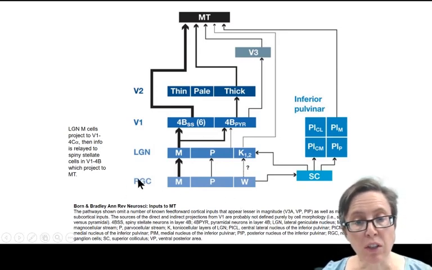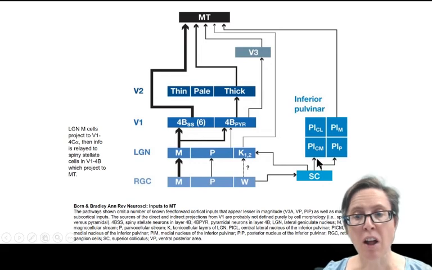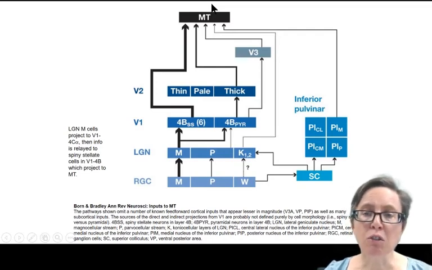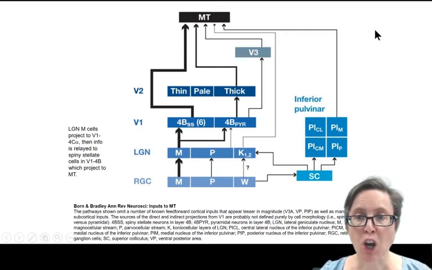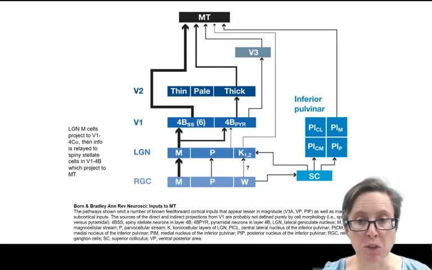So you can see that from the retina, some of these retinal ganglion cells, the W retinal ganglion cells, project to the superior colliculus, and then via the pulvinar, another area of thalamus, project on to MT. So you don't need to remember all the details of this, but it's just interesting to see the range of visual areas from which MT is receiving input, just giving a sense of how complicated this circuitry is.